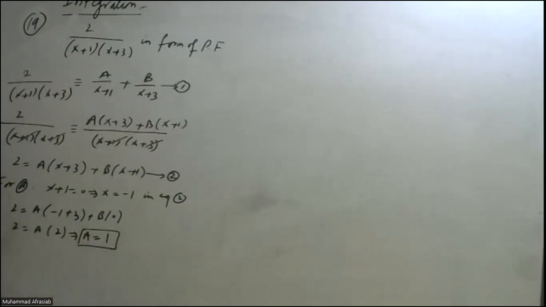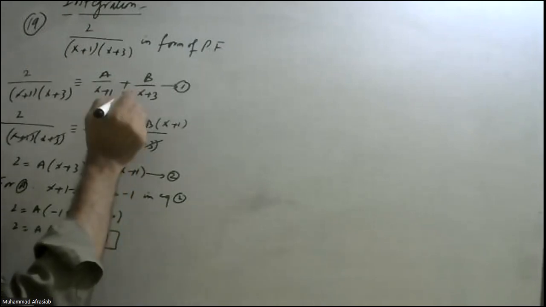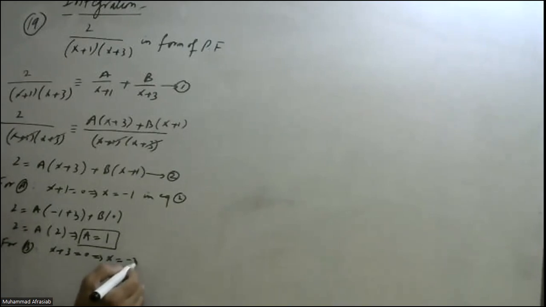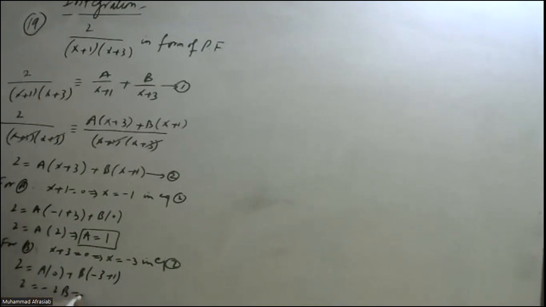Now we will repeat the same process for b, whose denominator was x plus 3. So for b, put x plus 3 equal to 0, this implies that x equal to minus 3 in equation number 2. So 2 will be equal to a with 0, and b with (minus 3 plus 1), so 2 is equal to minus 2b, or b equal to minus 1.